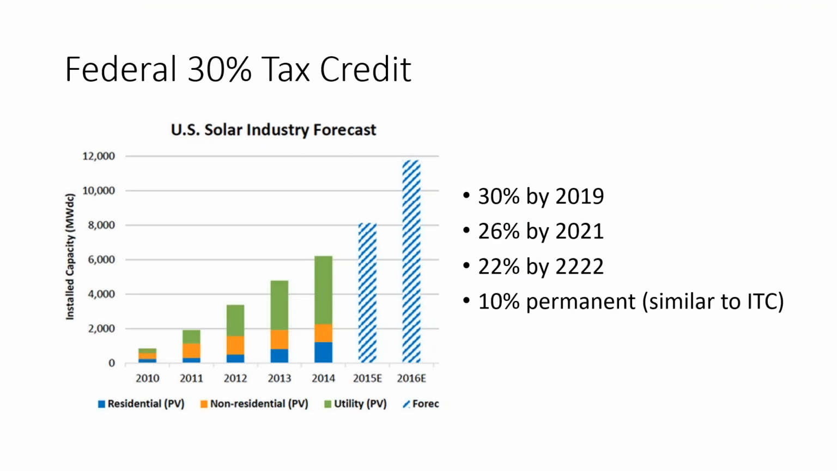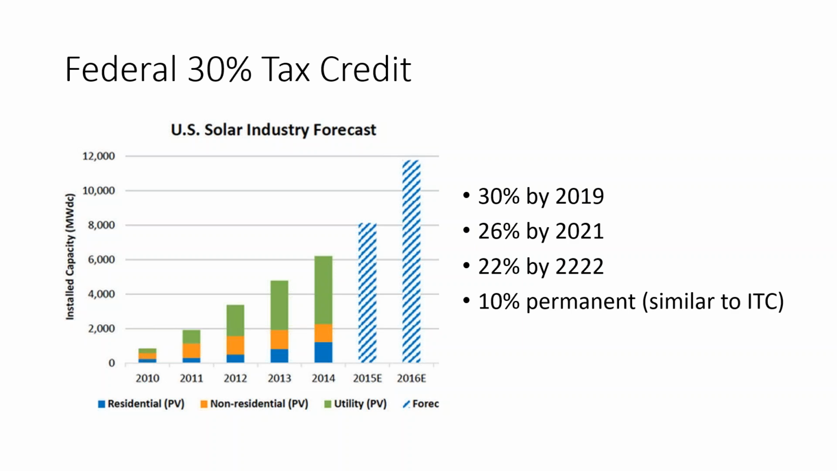Now, here's something interesting. Solar has a 30% tax credit, and that 30% tax credit is around for another year, and then it begins to step down. Now, the cost of this stuff does decline year by year, and so by 2021, you don't have the 30% tax credit anymore, but it's a 26% tax credit. In 2022, the tax credit's still around.